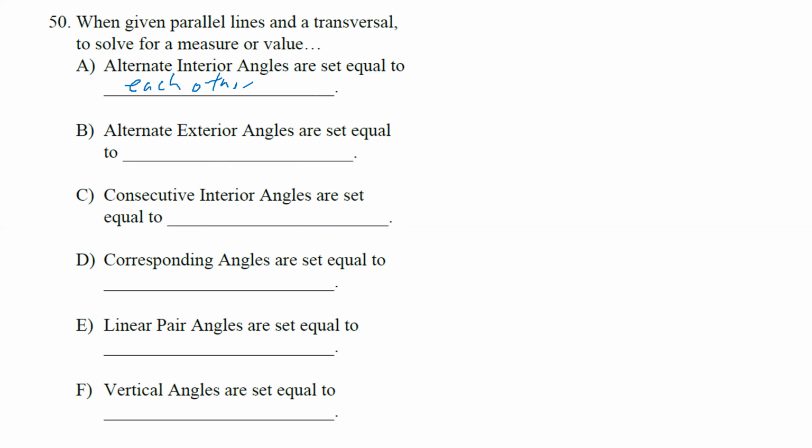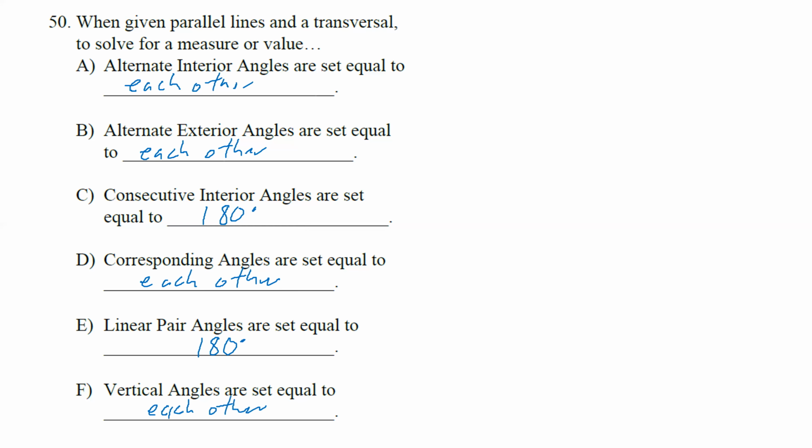All right. So then on B, alternate exterior angles are set equal to, and again, that's also going to be each other. Consecutive interior angles are set equal to 180. Corresponding angles are set equal to each other. The linear pair angles are set equal to, again, linear, it's going to be a straight line, so it's going to be 180. And then vertical angles are set equal to each other.